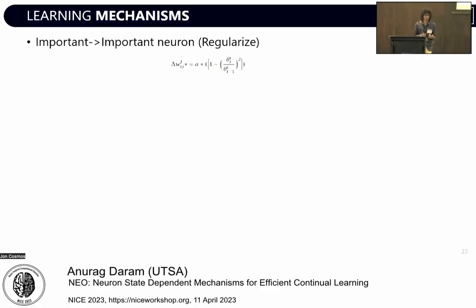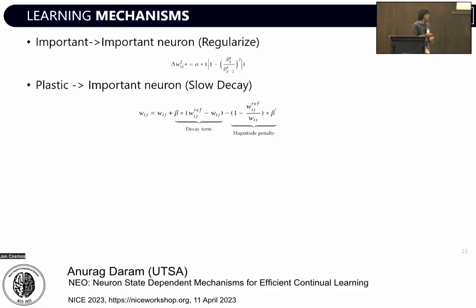For the first, important to important neuron, I just regularize the synapses based on the strength of the activity trace which the presynaptic connection has. So if the presynaptic node has a very high activity trace, any changes to that weight will be heavily penalized. Then for a plastic to important neuron, it undergoes a slow decay process. This equation has 2 different terms: one is a decay term and the other is a magnitude penalty. The beta represents the decay rate and the beta dash represents the scaling factor.